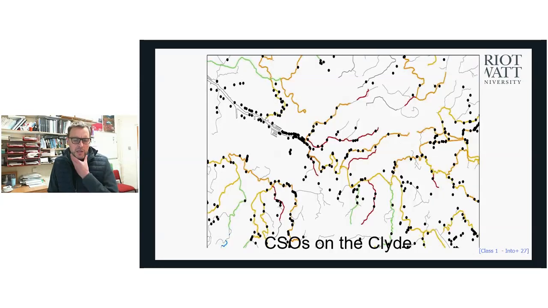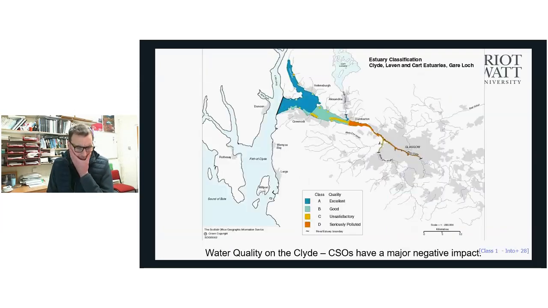So this is the Clyde, and each black dot is a CSO. It has certainly had real water quality impacts on the Clyde. You can see that large sections of it are noted as being seriously polluted. This is not just due to CSOs, but CSOs are a big part of it.